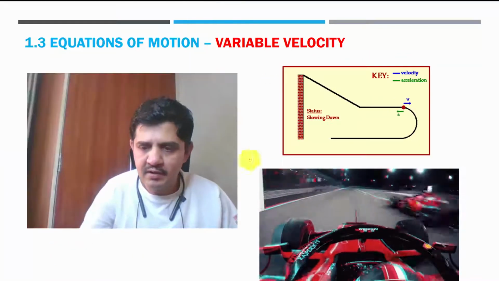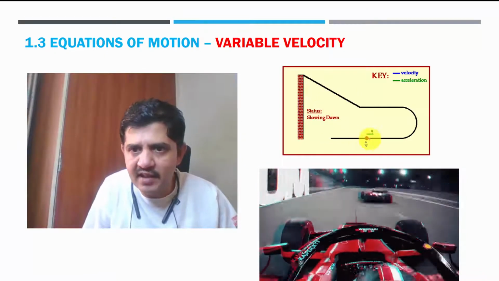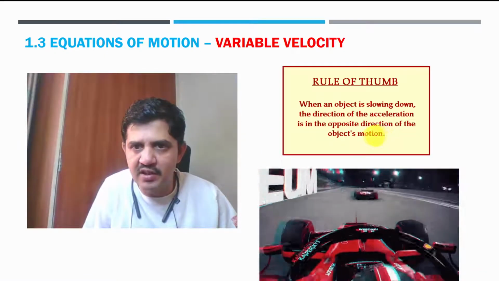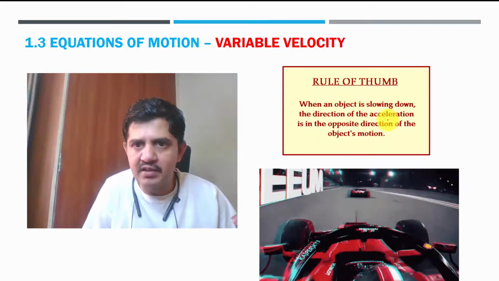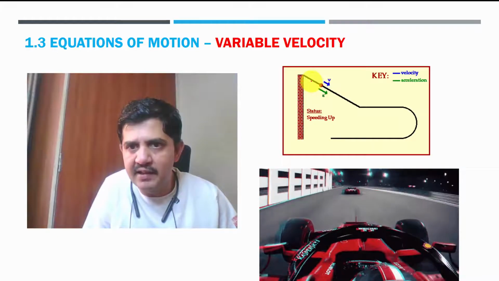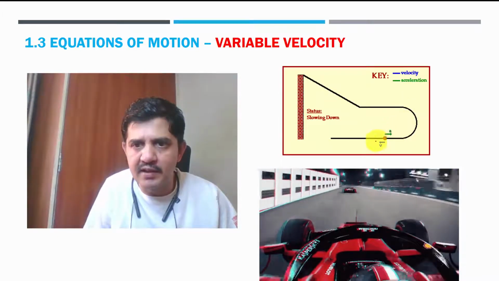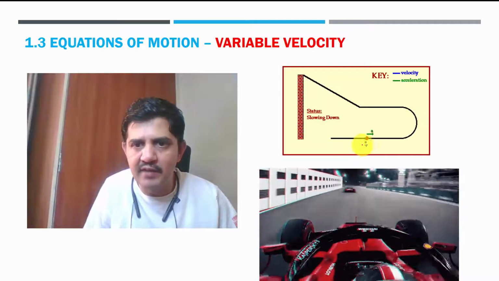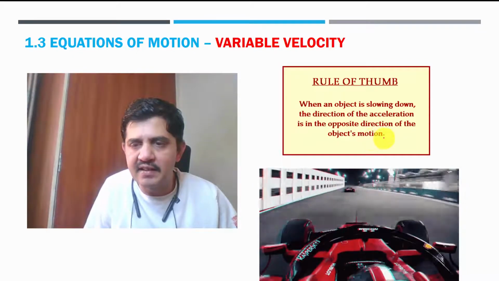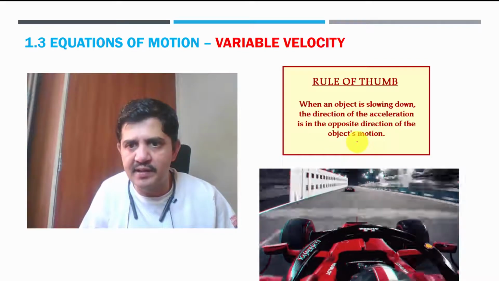As you see here, when the object is slowing down, the acceleration is in the opposite direction. When an object is slowing down, the direction of the acceleration is opposite to the direction of the object's motion. As the particle is sliding down here, the velocity and acceleration vectors are opposite, and as it slows down, the velocity becomes smaller and the acceleration is in the opposite direction. Did you notice it? Let me run the simulation once again.